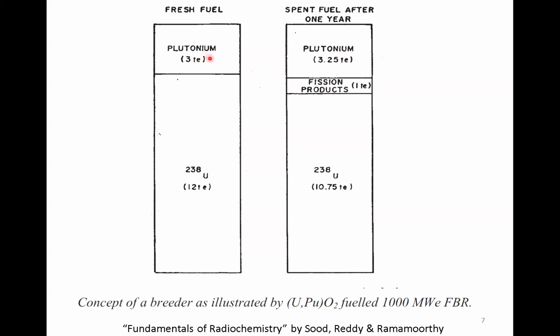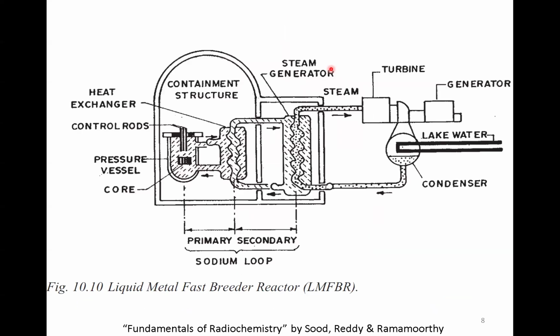So from 3, it becomes 3.25. And of course, there are fission products from the fission of plutonium, and U-238 has come down. This is a spent fuel composition after 1 year. You stop the reactor, then there is a separation process wherein you reprocess this fuel to this composition. So during the operation of the so-called fast breeder reactor, you have generated a fuel. This is an important concept, and a lot of emphasis has been placed on the development of this reactor.